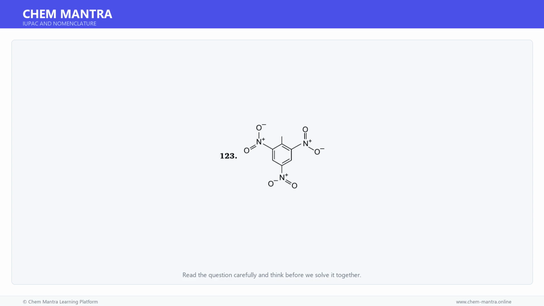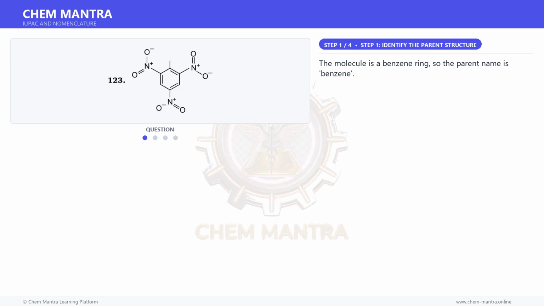Here is a question. Read it carefully and think about the answer. Let us solve it step by step. Let us begin solving this step by step. The molecule is a benzene ring, so the parent name is benzene.